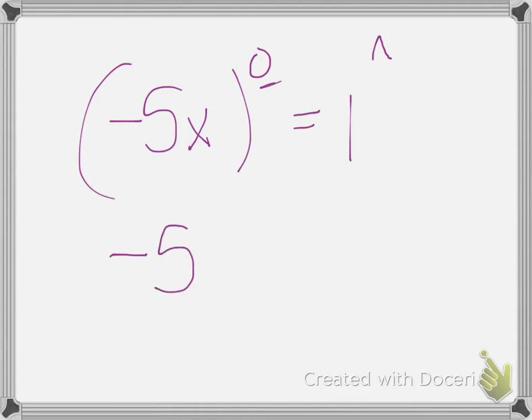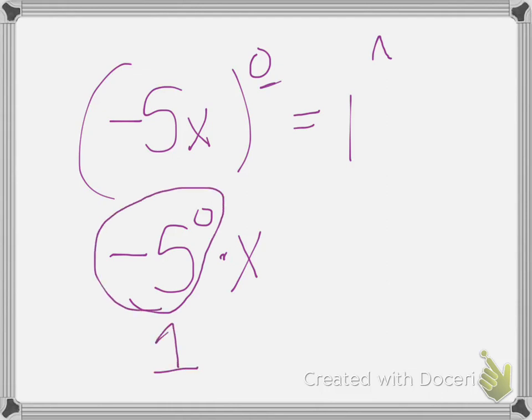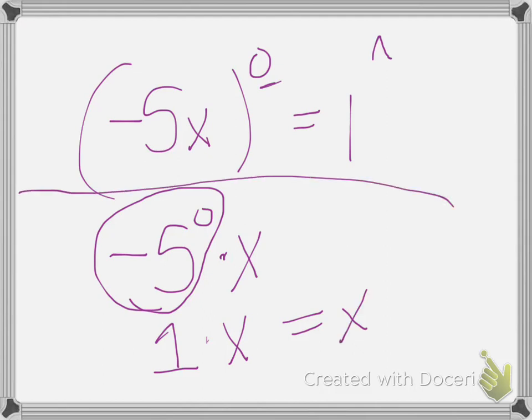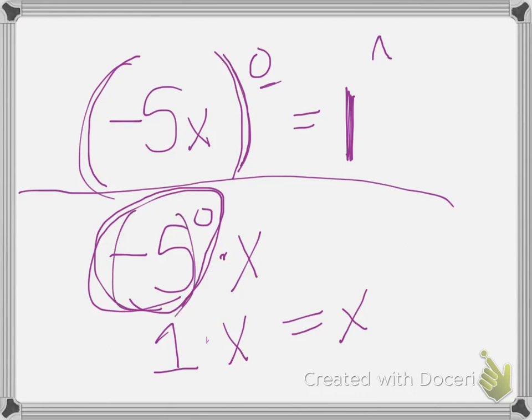But if it was like this, then this would equal 1 whole, but you'd still have the x there, so that would equal x. So these are 2 separate problems. The reason this one equals 1 up here is because this whole thing is taken to a 0 power. This one, only the bottom one, only the 5 was taken to the 0 power, or the -5. I should have put parentheses around there.